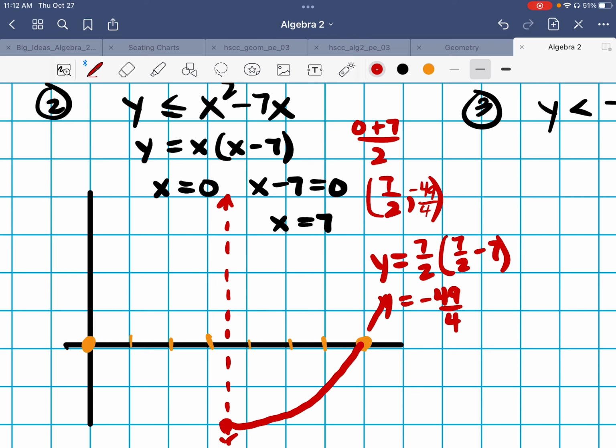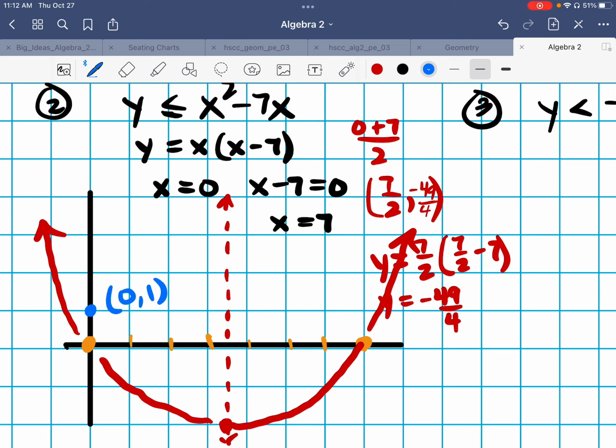I graph the other side of the parabola, making it not look like a V, but more like a U. And then I get to test a point. I can test any point I want. I'm going to pick something that's inside the parabola. The point I pick is going to always be on my y-axis because it always gives me an x value that's 0. It looks like I can pick 0, 1 again, so I'm going to plug it in.